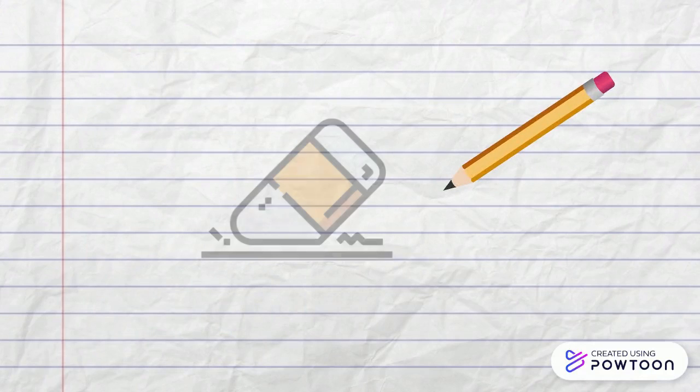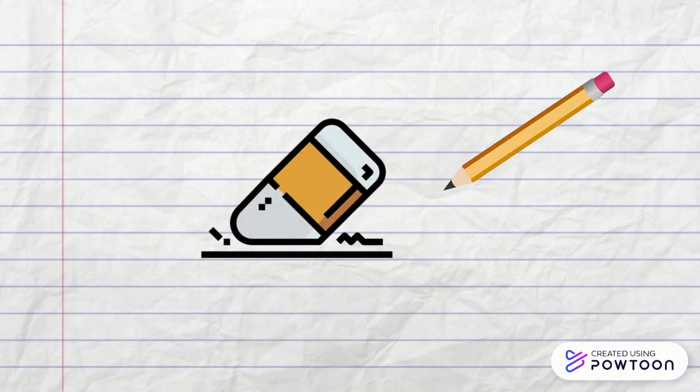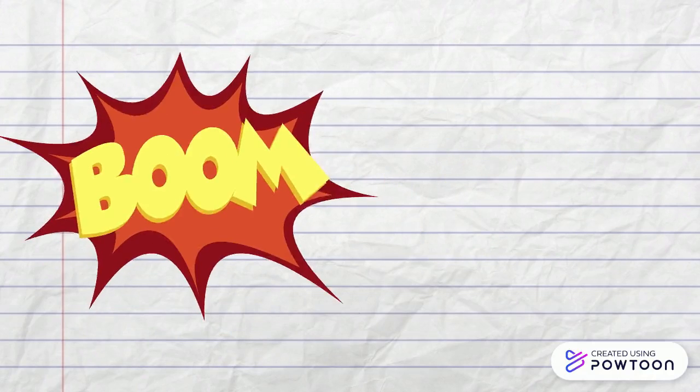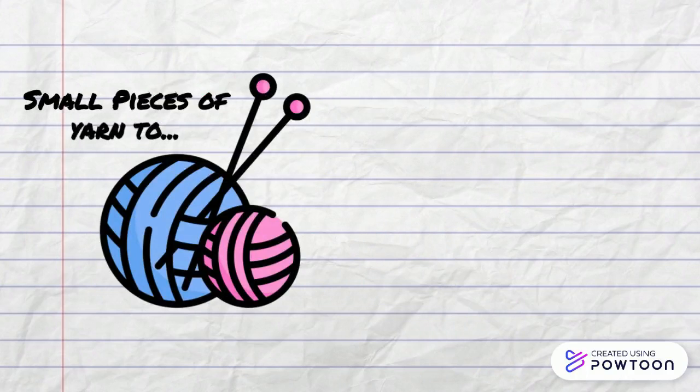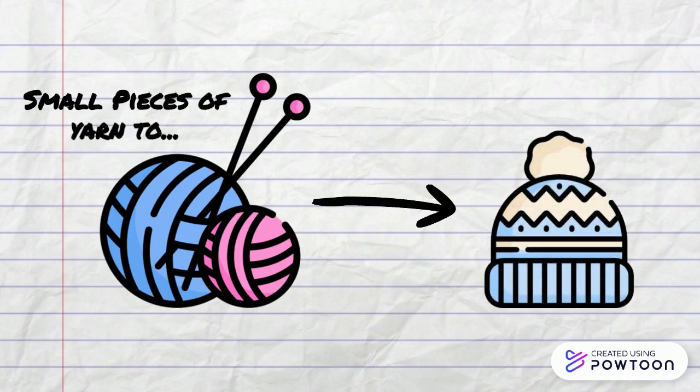Now, in order to actually edit our genes, we need to break the DNA strands to get to the specific part that we want to edit. Think of this as using scissors to cut a piece of yarn that you need to start knitting. You don't necessarily need the whole ball of yarn right away, so you cut it into smaller pieces to make your desired smaller object. In genes, this can be done different ways.